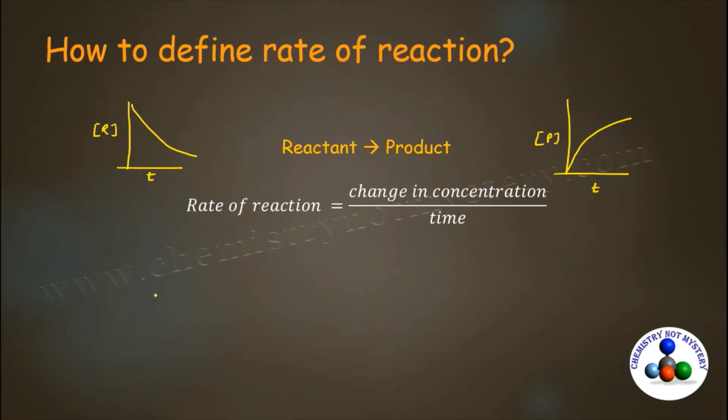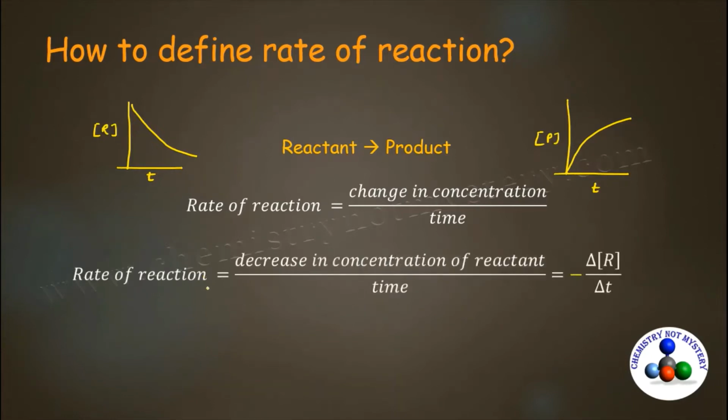Express the rate of reaction in terms of reactant, you will get the decrease in concentration of reactant in a given period of time. Because there is a decrease in concentration, it will give you minus delta R over delta T. Here the negative sign shows the decrease in concentration. It doesn't mean that the rate of reaction is negative in terms of reactants.